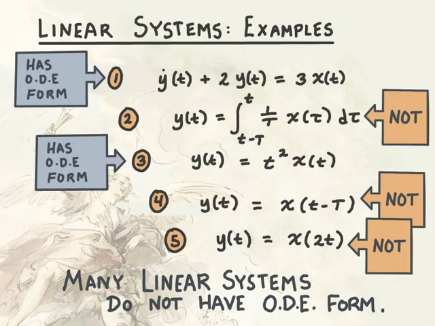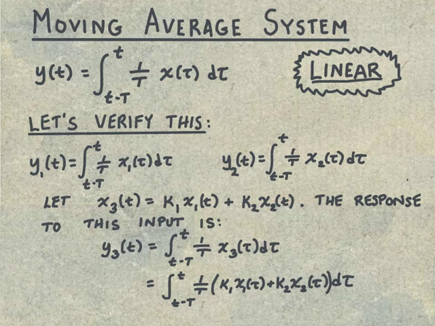While the differential equation form is very important, it should be pointed out that not all linear systems have the differential equation form. Of the 5 systems that we introduced before, systems 1 and 3 have the differential equation form, but systems 2, 4, and 5 do not. I had mentioned previously that the second system was the moving average system, and had stated that it was linear. Let's now use the superposition property to verify this.